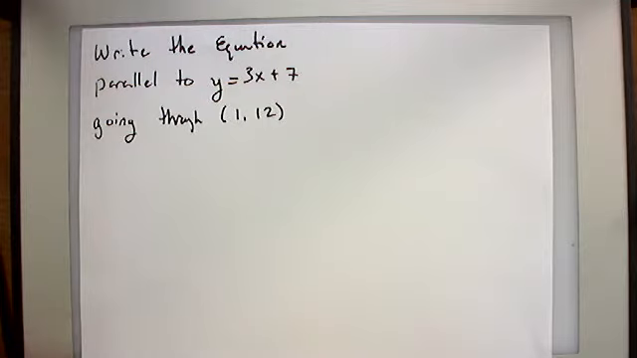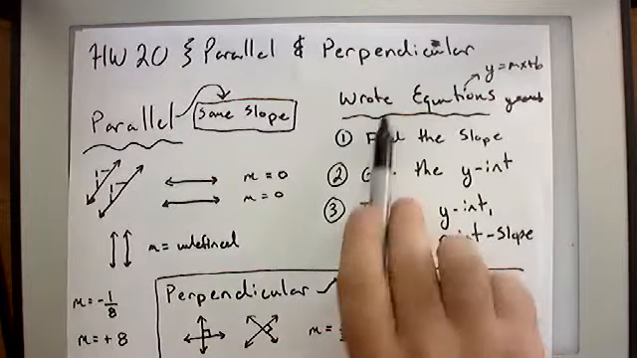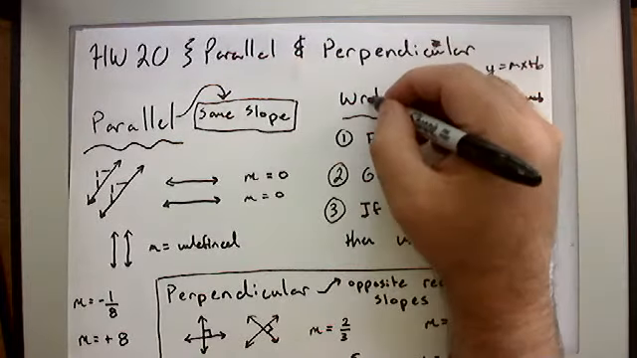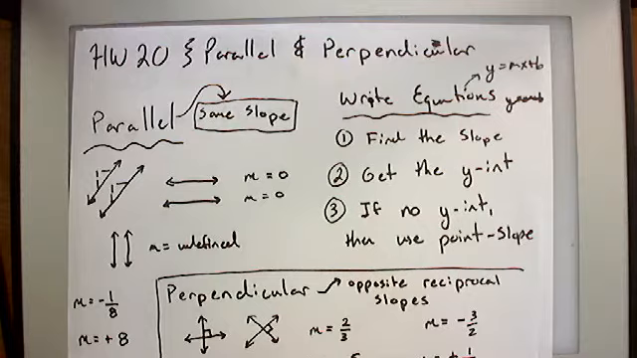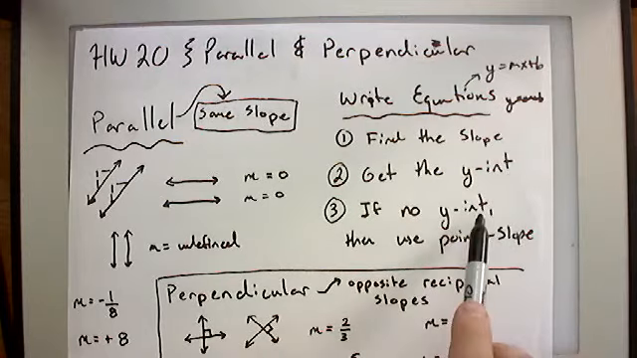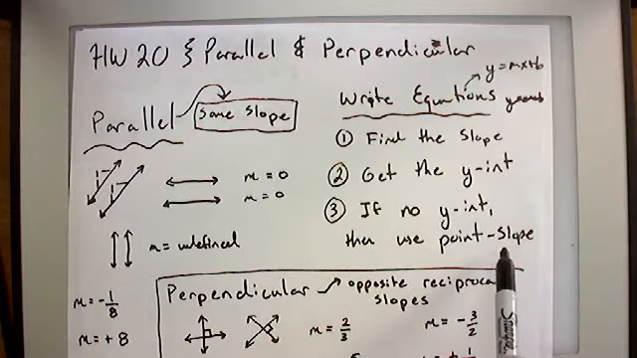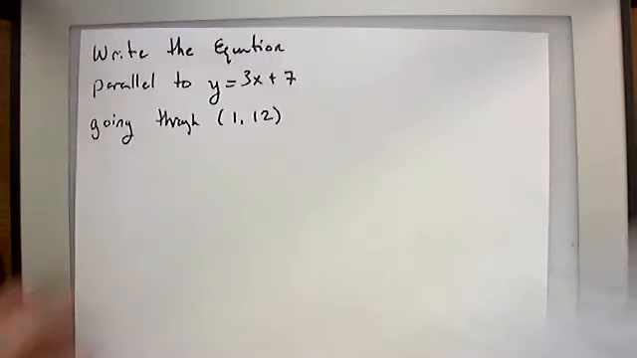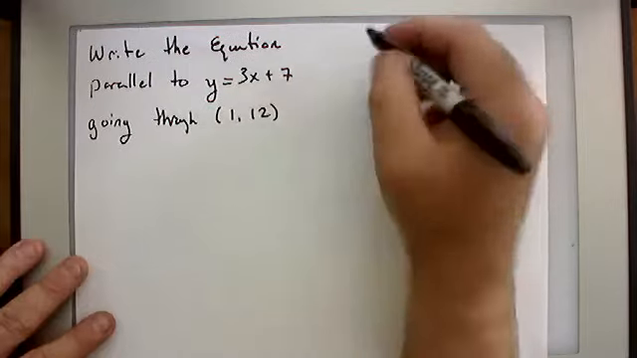The steps are the same. Remember, what did we just say? Let's go back to that first page. Just like homework 19, when you want to write the equation, you want to find the slope, you want to get the y-intercept. If you can't get the y-intercept, or if you just don't have it, then you're going to have to use point slope, all right? So first step for us is to get the slope.